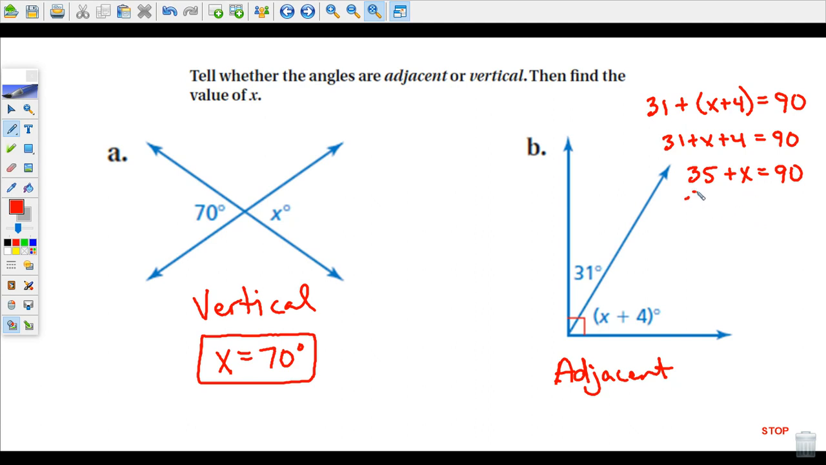To solve for x, we would subtract 35 from both sides. 90 minus 35 would be 55. So x would be 55 degrees in this problem. I hope that helps you with adjacent and vertical angles.